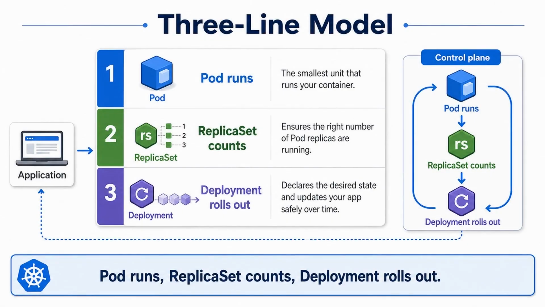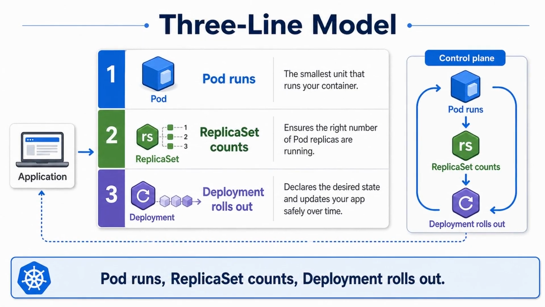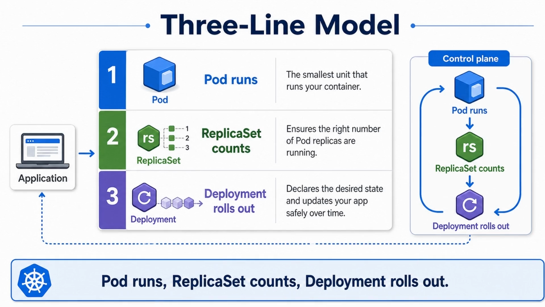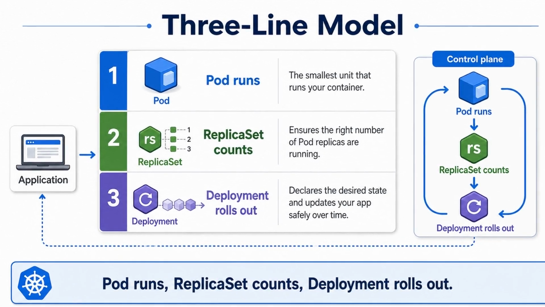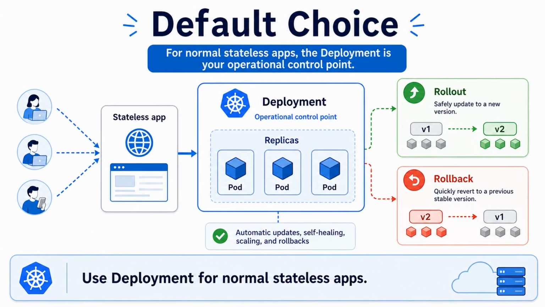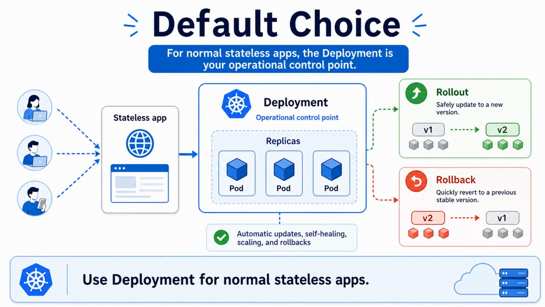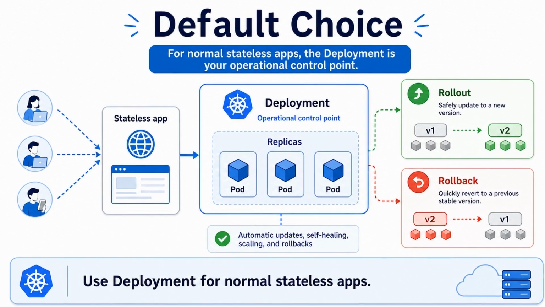If you keep only one model, keep this one. Pod runs the app. ReplicaSet keeps the count. Deployment manages rollout. That simple split removes most beginner confusion. For normal, stateless applications, start with a deployment. It gives you replica management through ReplicaSets, running pods underneath, and a clean operational object for rollout and recovery.